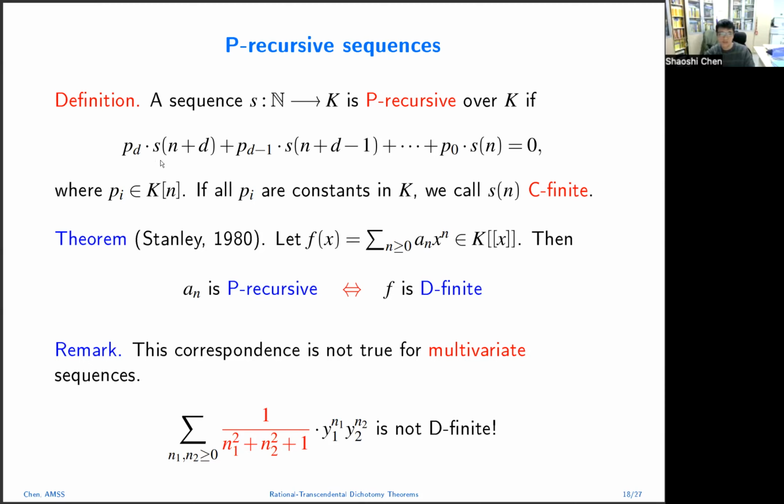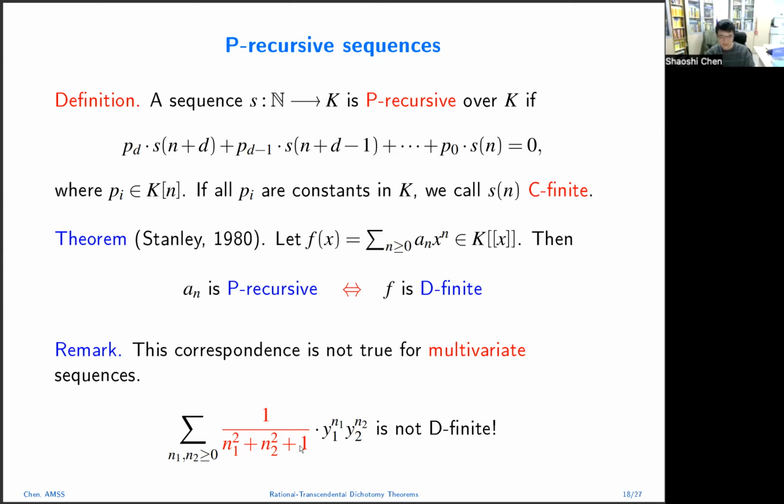And if those coefficients p0 to pd are constant, not dependent on n, then we say this is C-finite, or in the usual naming, a linear recurrence. Stanley in his classical paper showed that the power series is D-finite if and only if the coefficient sequence a_n is P-recursive. So in the univariate case, they are equivalent; they are the same object. Also, let me recall that if this is C-finite, then we know that the series is rational. But this correspondence will not hold in the multivariable case, even for very simple examples.